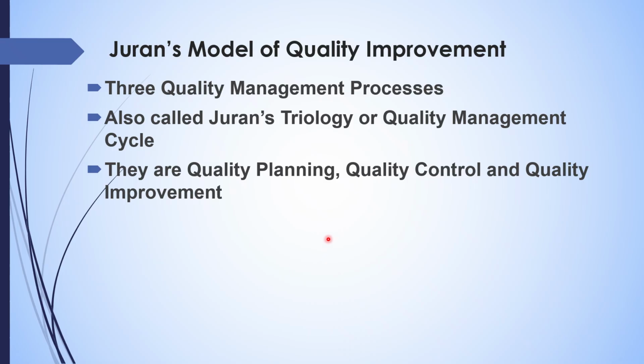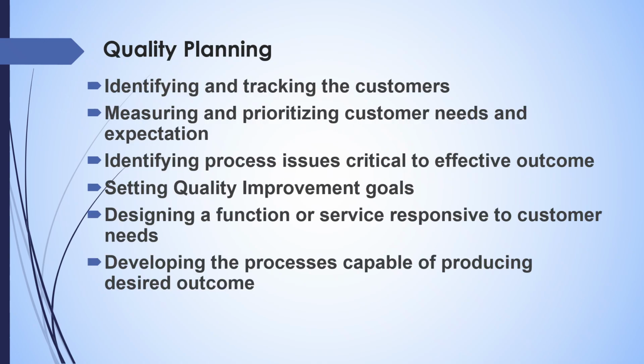Let's talk about Juran's model of quality improvement. The three quality management processes. So it's also called Juran's trilogy. So there is three quality management processes also called Juran's trilogy. They are quality planning, quality control and quality improvement. So let's see what is quality planning, quality control and quality improvement.